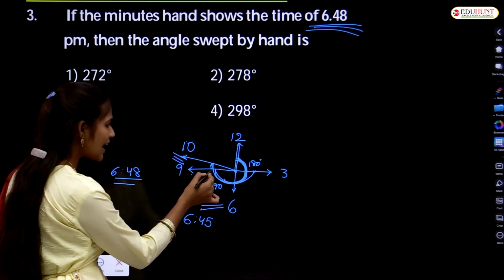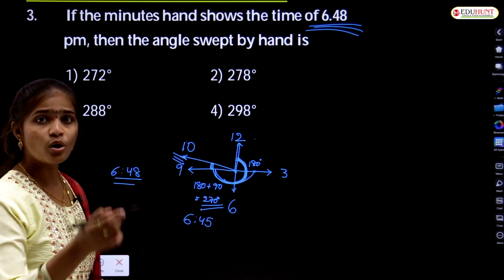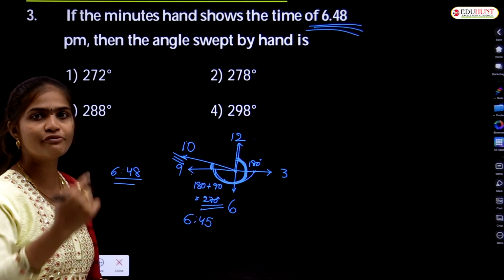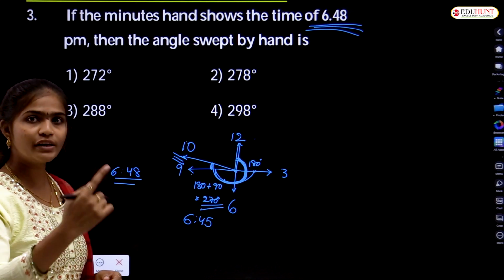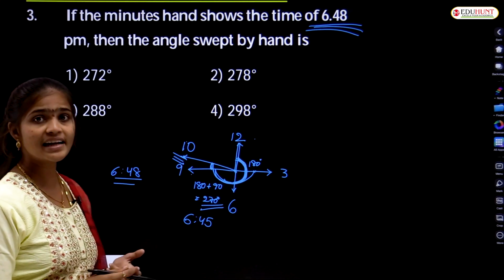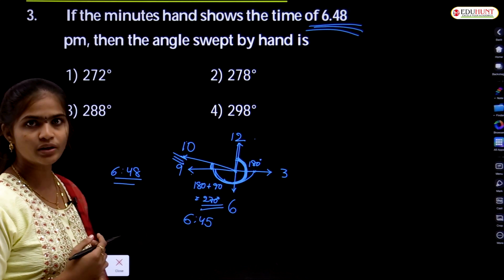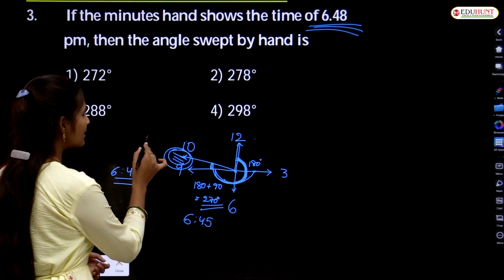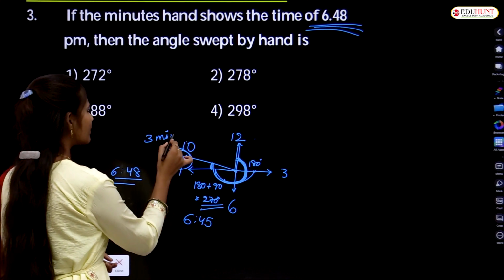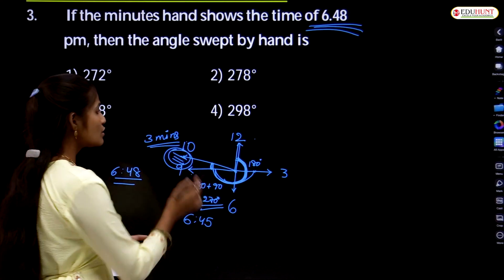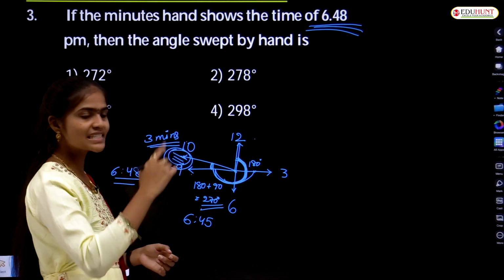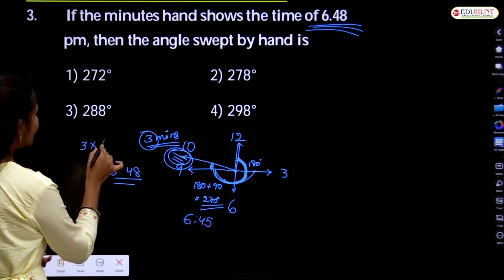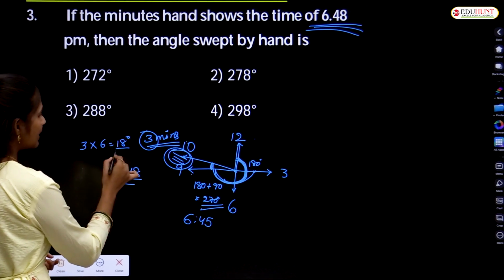And what is this small angle, how can we calculate it? Already we discussed that the minutes hand covers 6 degrees in every 1 minute. So how many minutes are there here? 3 minutes are there, right? For 1 minute it covers 6 degrees. For 3 minutes how many degrees does it cover? So 3 into 6 is equal to 18 degrees.